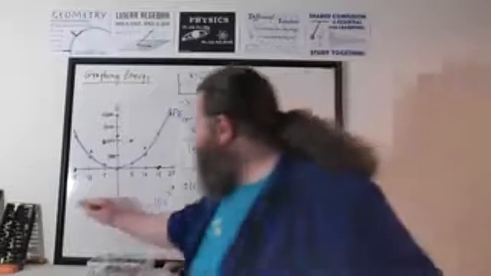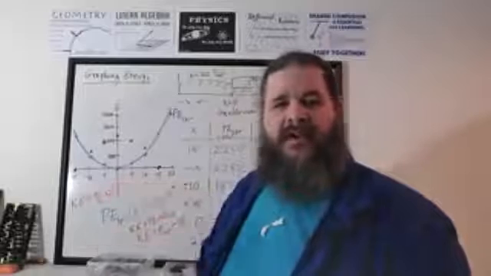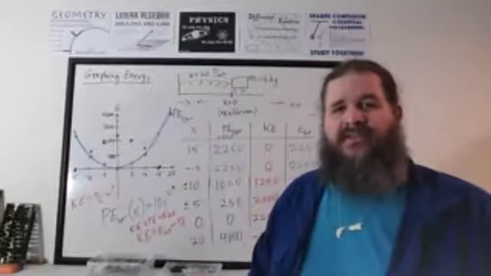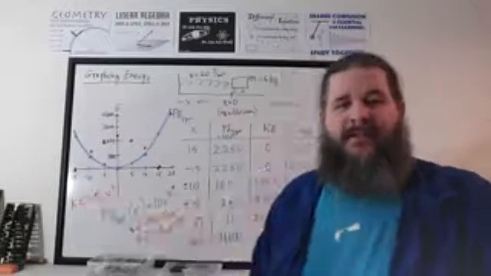Because if we go back to the original formula, v squared is always going to be positive unless speed is imaginary, which doesn't make any sense. And m over 2 is always going to be positive unless the mass is negative, which doesn't make any sense.